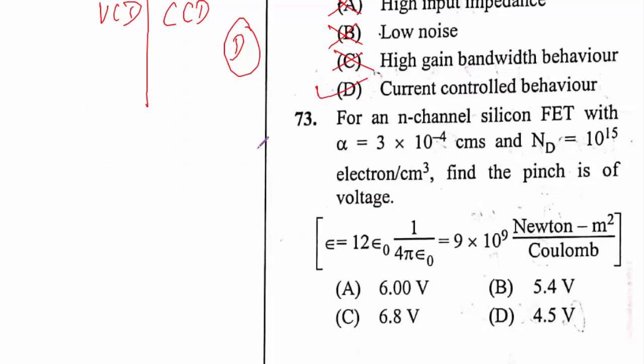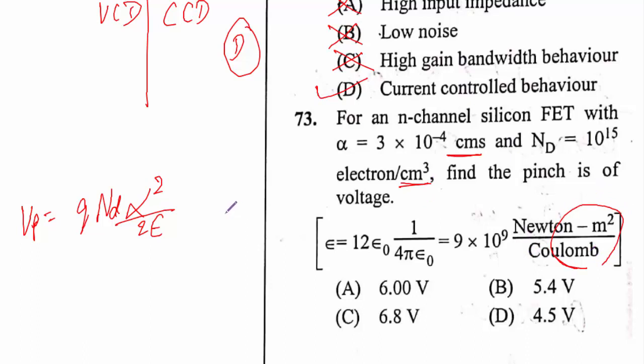73rd question: for an N-channel silicon FET, alpha equals 3 into 10 power minus 4 centimeter and they have given ND equals 10 power 15 electron per centimeter cube. Find the pinch off voltage. We know that pinch off voltage Vp is given by Q times Nd into alpha square divided by 2 epsilon. Make sure alpha and Nd they have given in terms of centimeter and centimeter cube, but epsilon is given in terms of meter square. So you need to convert properly.